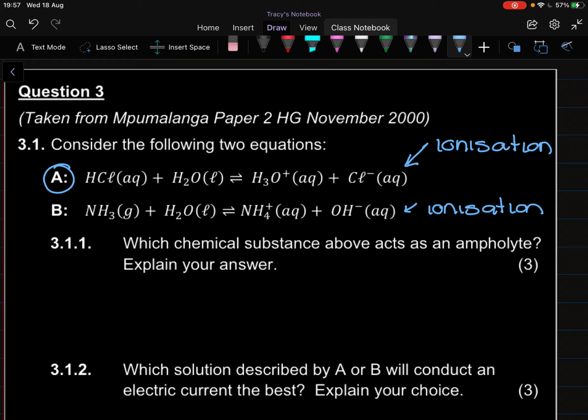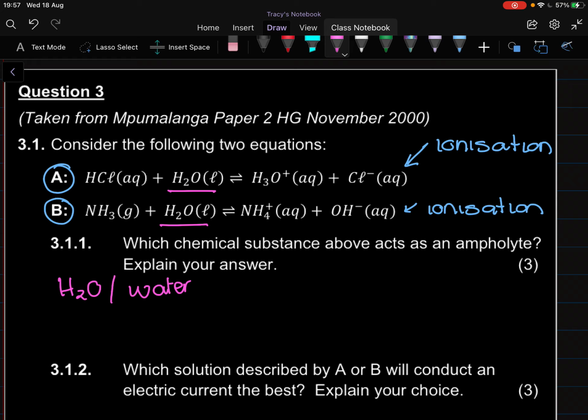This is an acid, this is a base. The fact that they called it A and B is actually irrelevant. Then they ask which chemical substance above acts as an amphiprotic substance. In other words, there's a substance that's in both of these, and there's only one thing that's in both that can act as either an acid or a base. We all know this. This shouldn't be hard. It's got to be H2O, or you can tell me water.